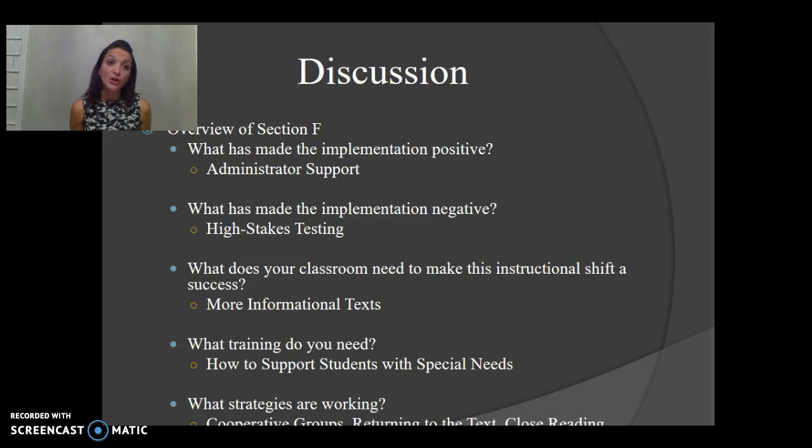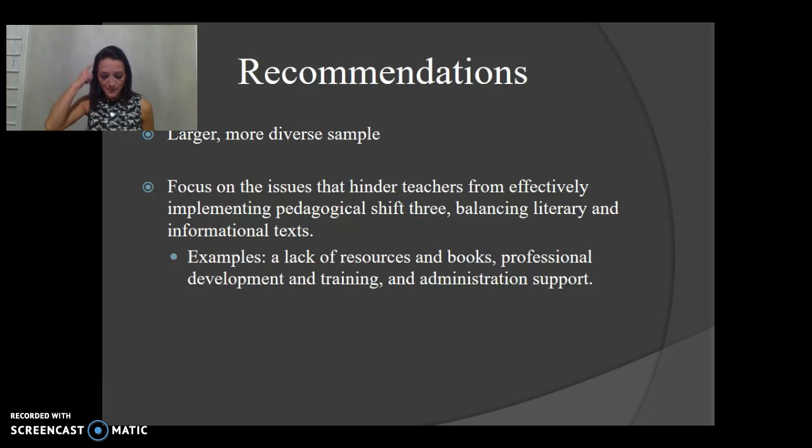Finally, what strategies are working? We asked this question to educators to see what they consider to be positive outcomes in terms of their instruction and how it's impacting students. Examples of these strategies included cooperative groups, returning to the text, close reading, and more opportunities for practice and mastery. Those are all positive shifts that are taking place in classrooms.